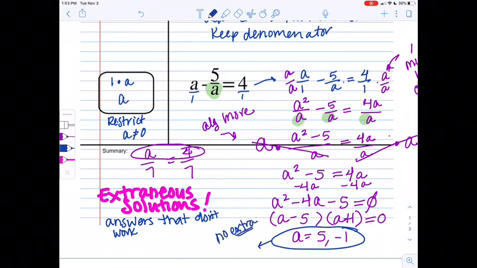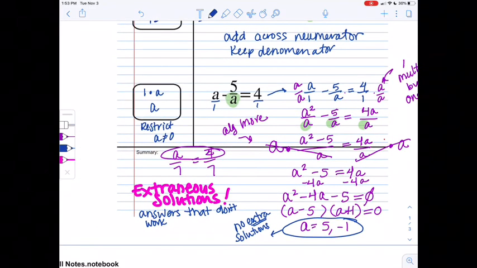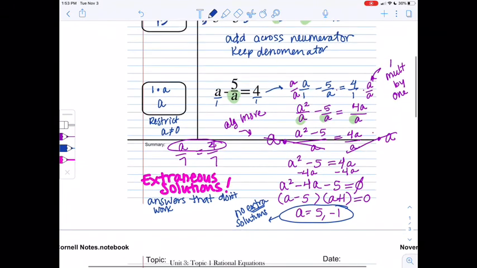You see that word extra in there? I didn't finish writing it. But both of these solutions work. So that word extraneous really focuses on extra solutions that don't work at all. So you always need to be checking for those.